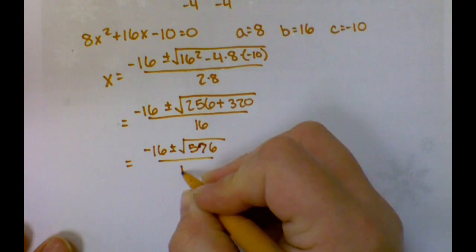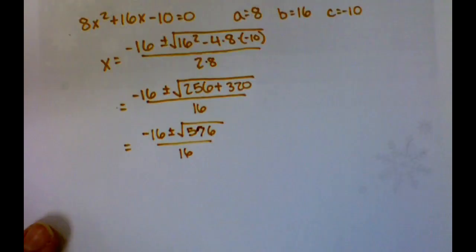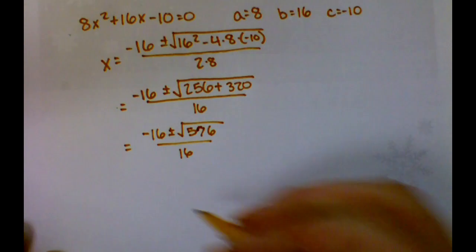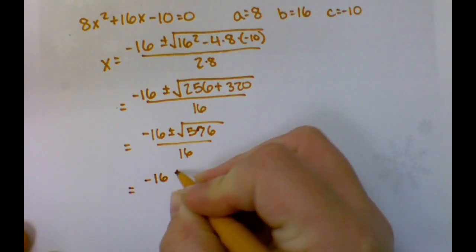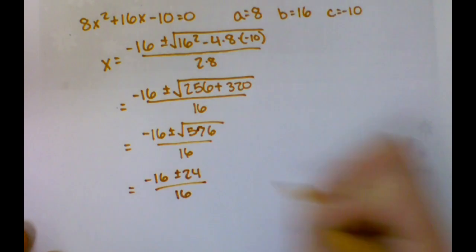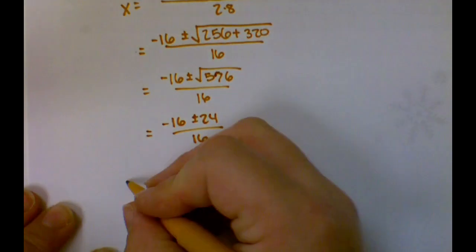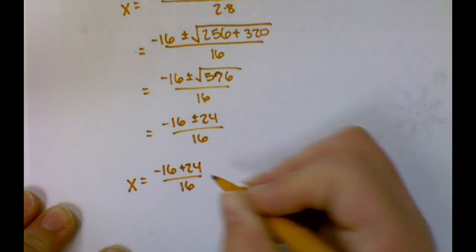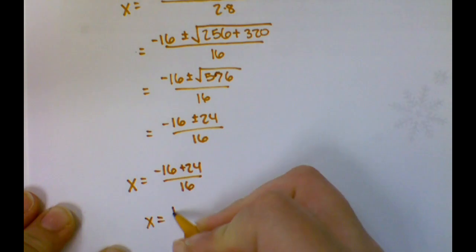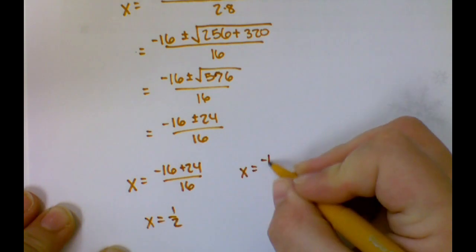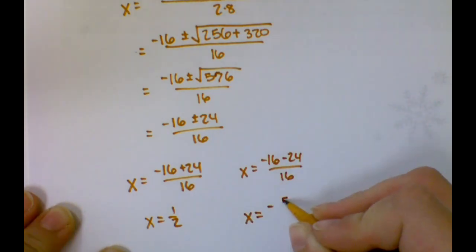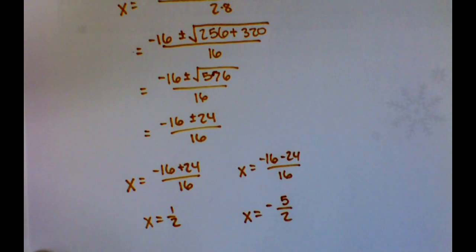576 all over 16. Now, I don't know all my perfect squares right off the top of my head, but I always just try to see if that's a perfect square right away, and it happens to be. The square root of 576 is 24. So I'm not going to have a square root in my answer. My answers are negative 16 plus 24 all over 16, which makes 1/2, and negative 16 minus 24 all over 16, which makes negative 5/2. So there are my two answers.